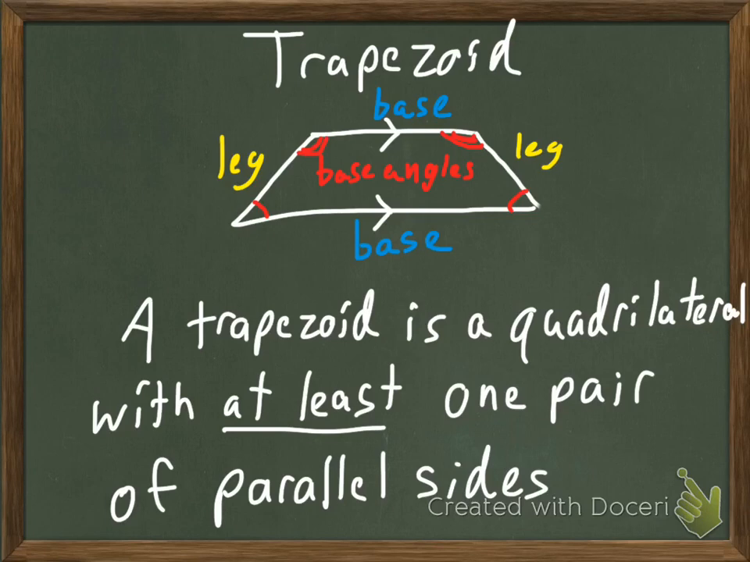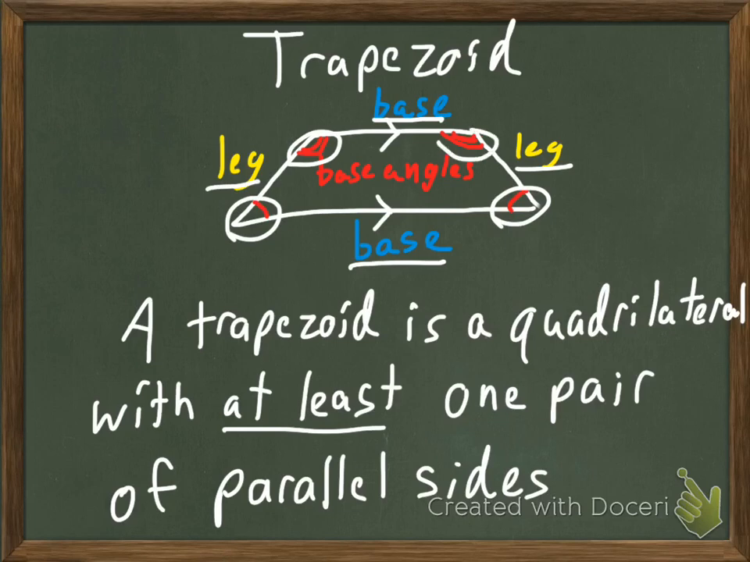So, to break down the pieces of the trapezoid, the first thing you need to look at are the bases. The bases are what is parallel. The legs are the two sides that are not parallel. And then on the inside you have these two pairs of base angles. You have this lower pair and this upper pair of base angles. Those are the parts of a trapezoid.